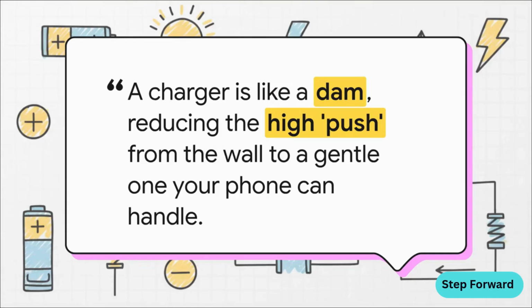So, why should you care about any of this? Well, think about your phone charger. The voltage, that push coming out of your wall outlet, is huge. It's way too much for your phone's delicate little battery. That big block on the charger is a transformer, and it's basically a piece of genius. It acts like a dam, taking that massive push from the wall and turning it into a gentle little stream that your phone can handle, all without frying its battery.